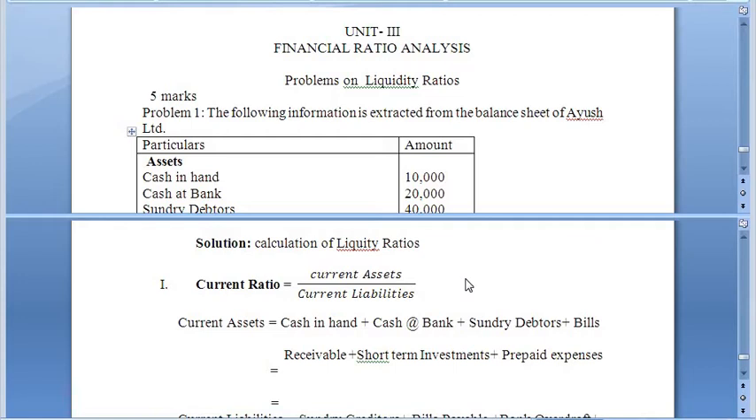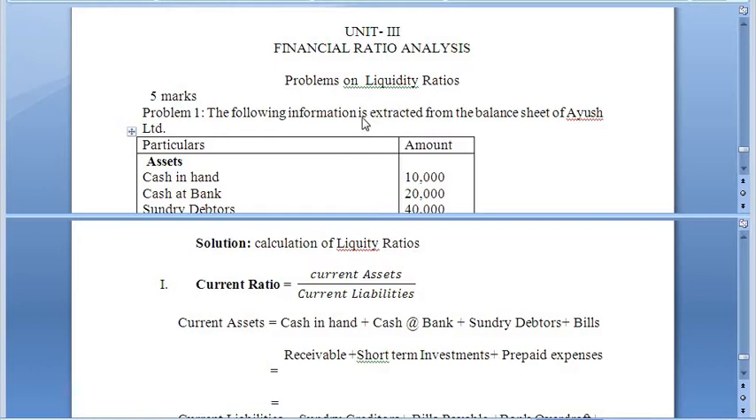Okay. In liquidity ratios, we have 3 ratios. First one is current ratio, second one is quick ratio or liquid ratio, and third one is super quick ratio. So these 3 ratios are there in liquidity ratios, which will help us to find out the liquidity position of the firm.